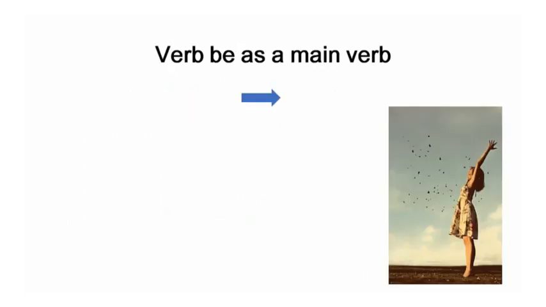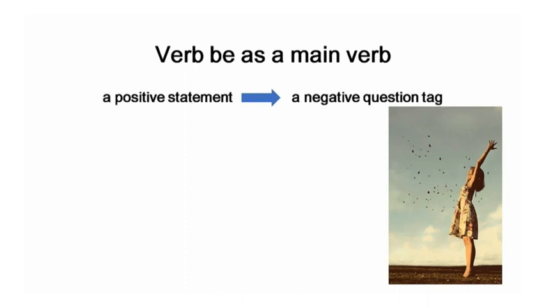Let's look at some sentences in which we have the verb be as a main verb. The same rule. A positive statement is followed by a negative question tag. Here are some examples. Cindy is happy, isn't she? Is in the sentence becomes isn't in the question tag, and we add she. As you can see, we cannot use Cindy in the question tag. We always use the pronoun.